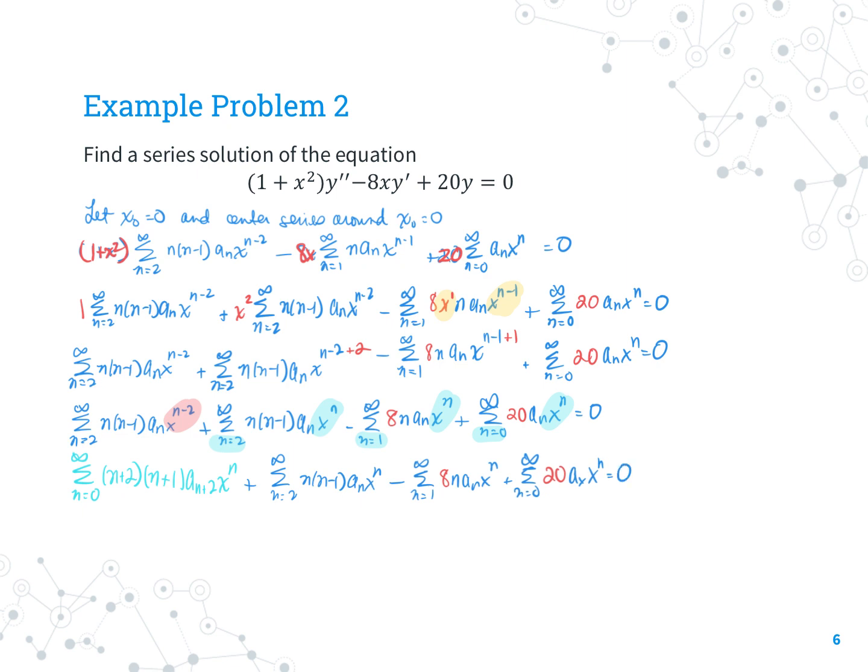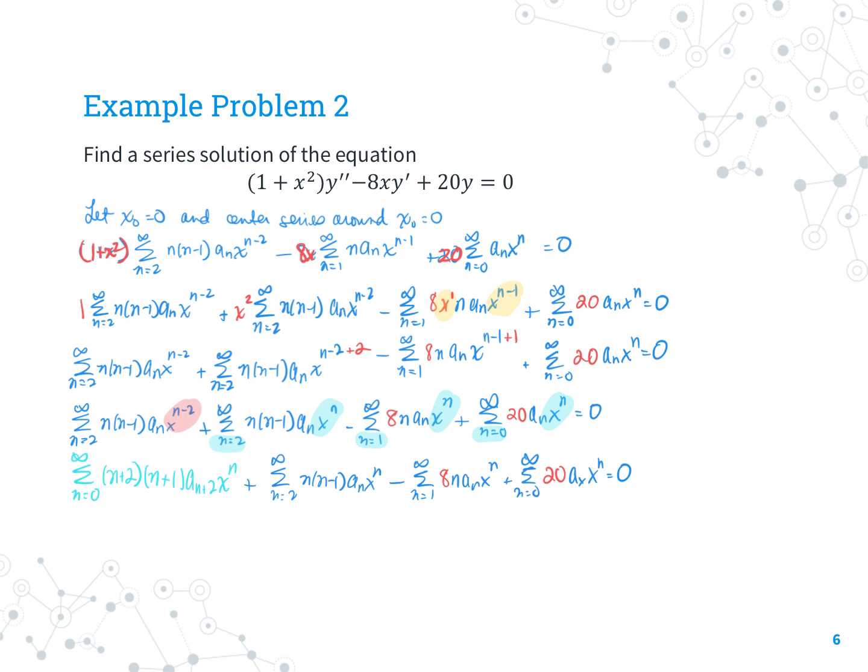And so now that we have all of our x's having the same power, we need to find a way to combine all of our terms together, all of our coefficients, and factor them all out in front of the x to the n. Herein lies the problem. Our first summation starts at 0. Our last summation starts at 0. Okay, but the middle two start at 2 and 1 respectively.